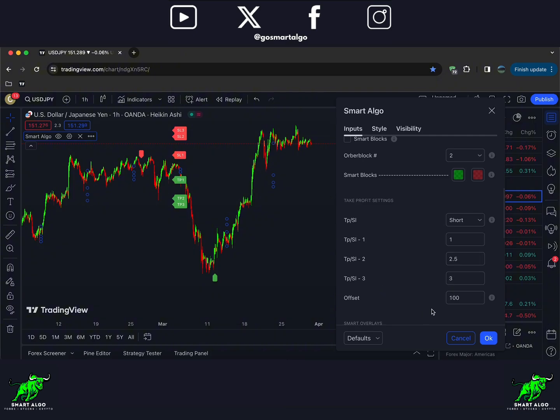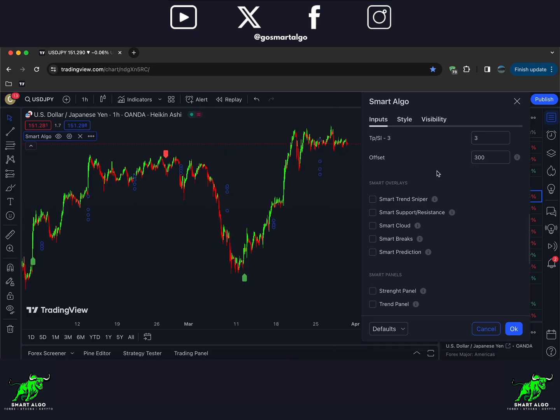And the offset right over here is basically just controlling how far to the right you want your levels to be. For example, if we put this to 300 and let it load up, as you can see, it just moved it all the way to the right.